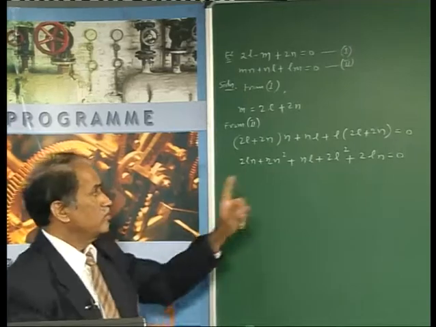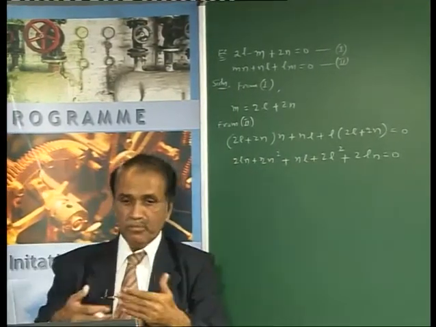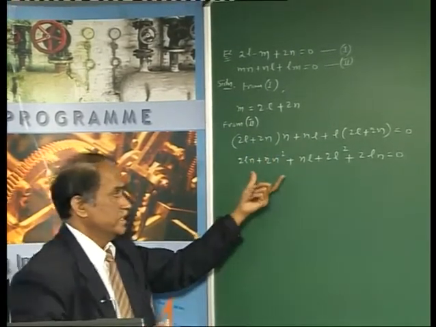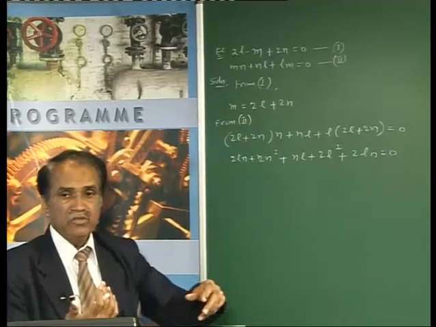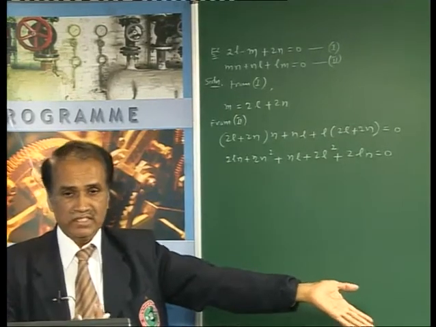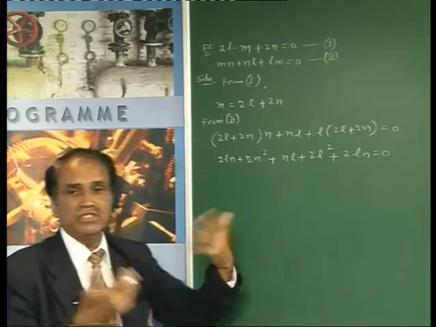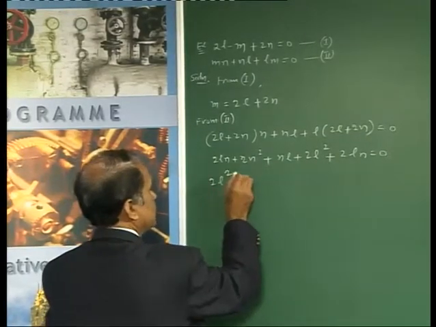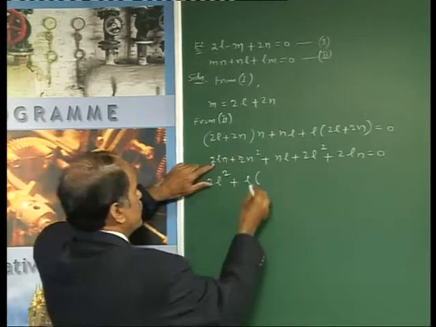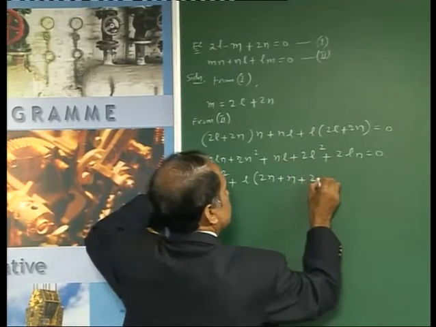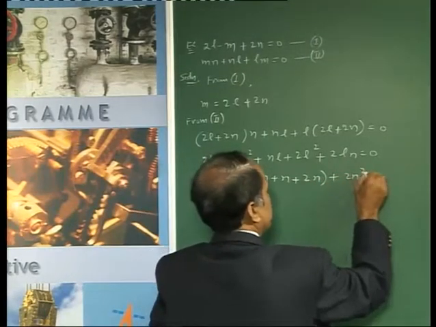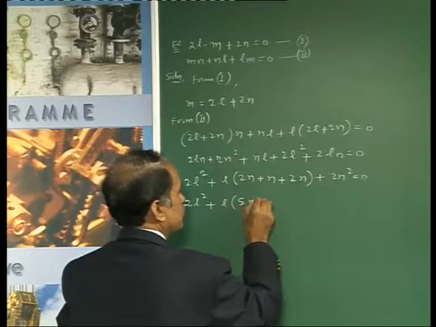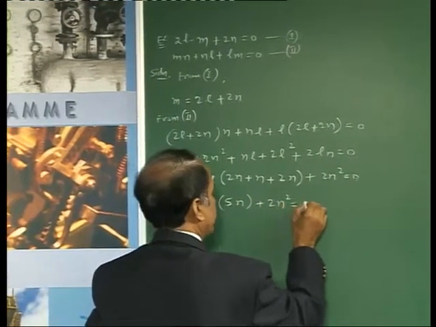Now, this equation contains second degree terms in L and in N. I am going to simplify this in the form of a quadratic equation, then I shall discuss the roots of the quadratic equation. This is 2N square, this is 2L square. Any term you can put as the first term, and the other term simply acts as a constant. Let me take L in the successive order L, M, N. Then I will take 2L square in the first position, plus L into 2N plus N plus 2N, and plus 2N square equal to 0. That is 2L square plus L into 5N, plus 2N square equal to 0.